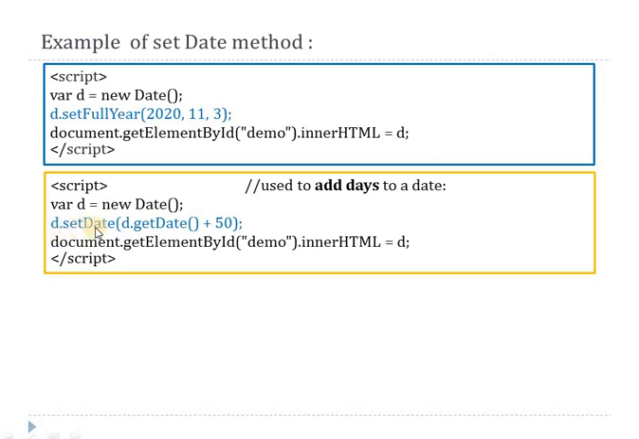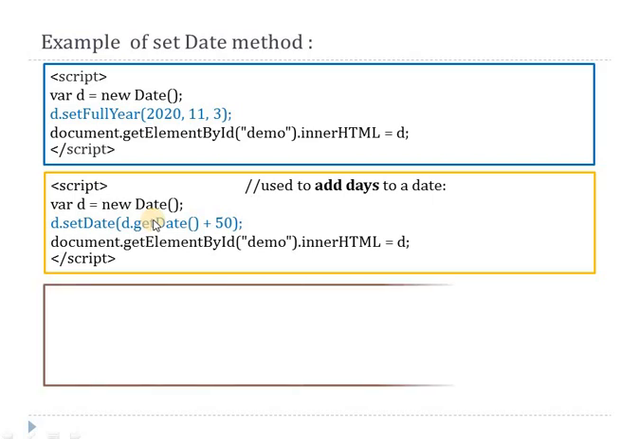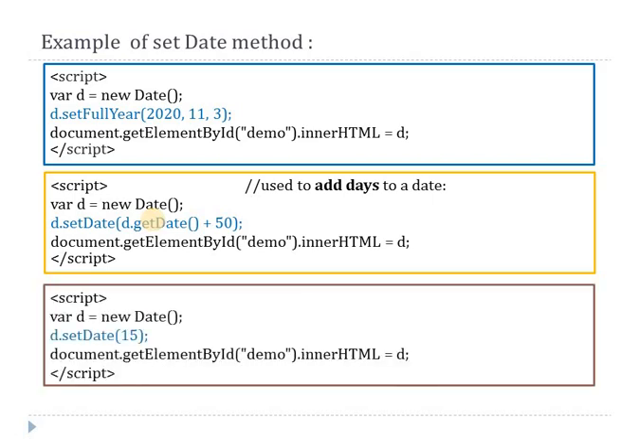Here we have called the setDate method. In the parameter we have called the d.getDate method. For example, today is 15, so d.getDate gives 15 plus 50, and whatever the resulting date is will be set as the date. After that, in the setDate method, you can just pass a number itself.